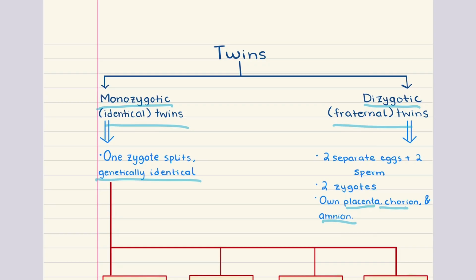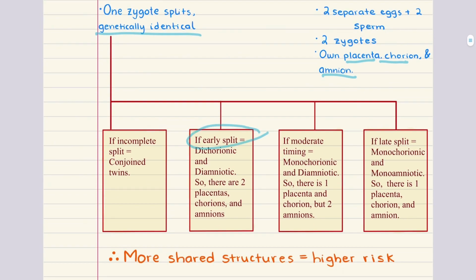Now, if the split happens pretty early on, meaning between 1 to 3 days after fertilization, the embryos are going to develop completely separately. That means each twin ends up with its own placenta, chorion, and amnion. This is called a dichorionic diamniotic pregnancy.